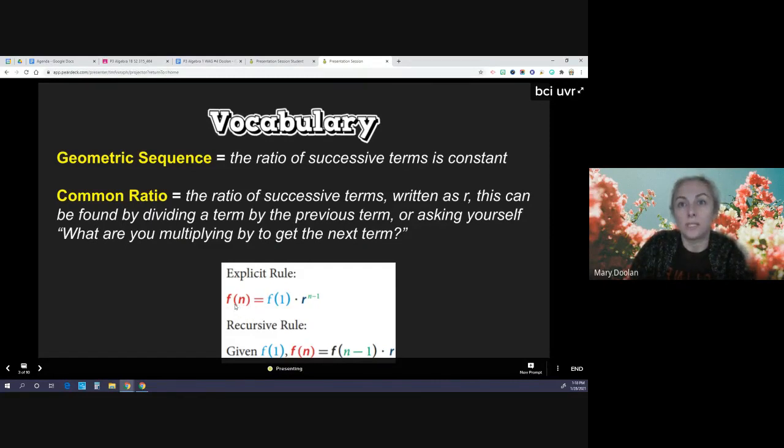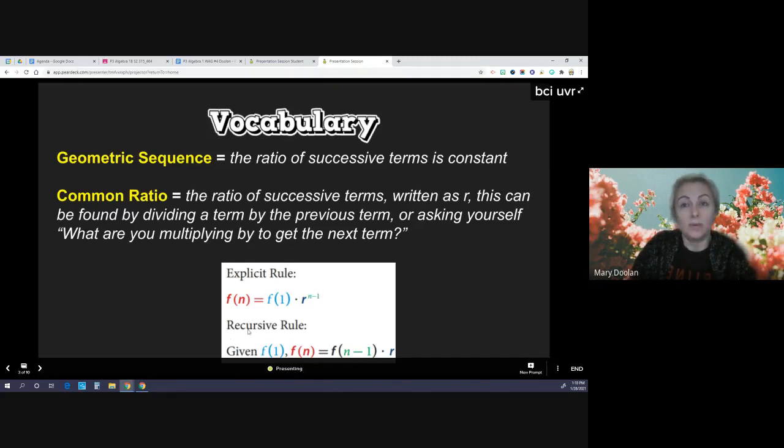So explicit rule is f of n equals the function at 1. So what is the first value in the sequence, f of 1? And then you multiply it by the common ratio to the power of that term number minus 1.